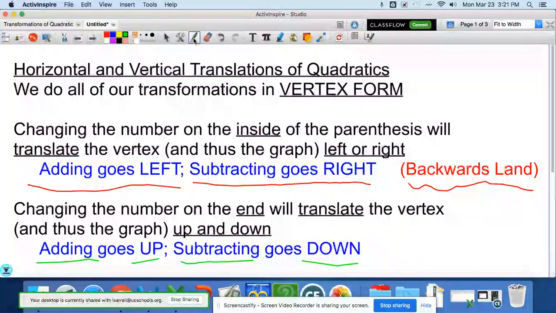So again, pause it here, get the rest of these notes down. I'm going to let you unpause it when you're done. You can continue on with the video.